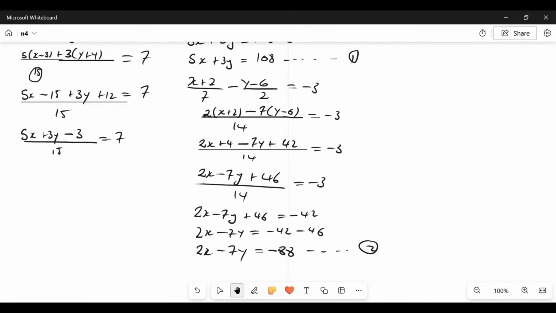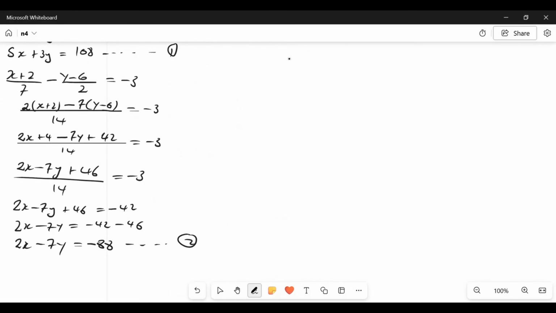So let me just create space so that we can write these equations next to each other. Equation 1 is 5x plus 3y equals 108. There we go. So this is equation 1. Equation 2 is 2x minus 7y, and this is going to be equal to negative 88. This is equation 2. There we go. So from here, we can create the matrix in order for us to get the determinant.